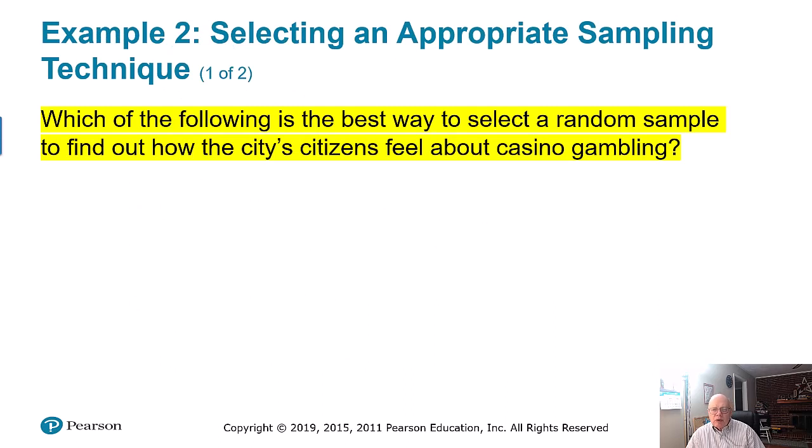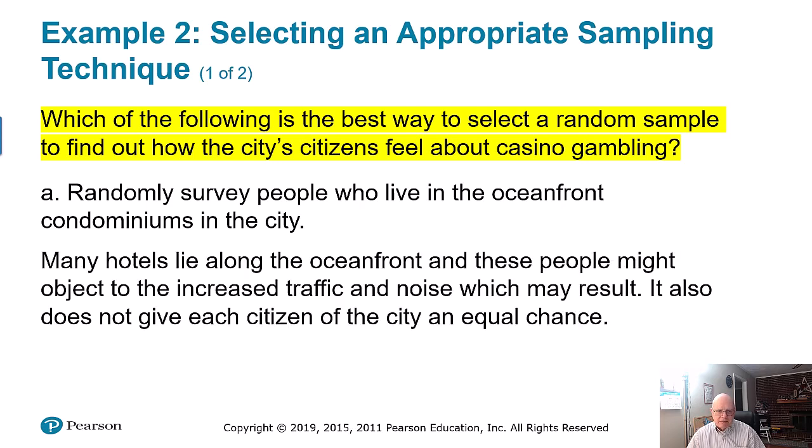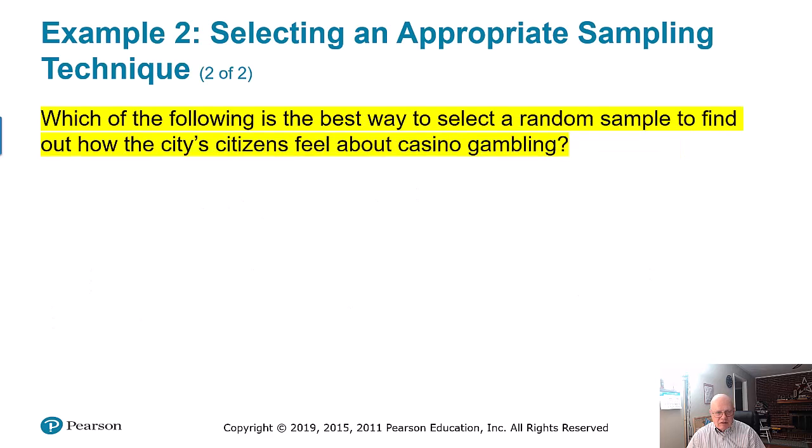How could we do it with the casino gambling? Well, how about this? Randomly survey people that live in the oceanfront condominiums. Would that be a good idea? But they have an interest in not having a lot of traffic and noise, which would be what you'd see if you had a lot of nightclubs or casinos involved.